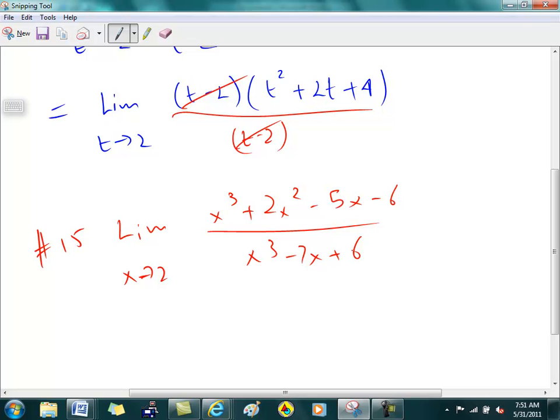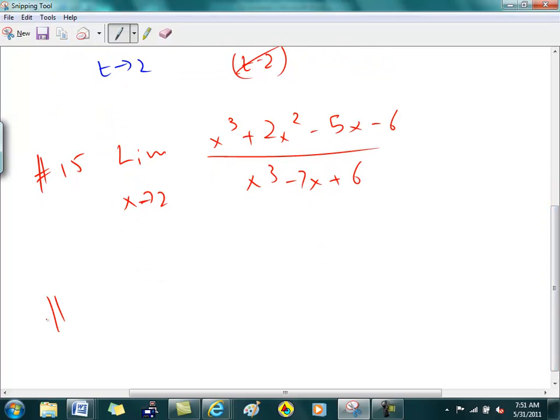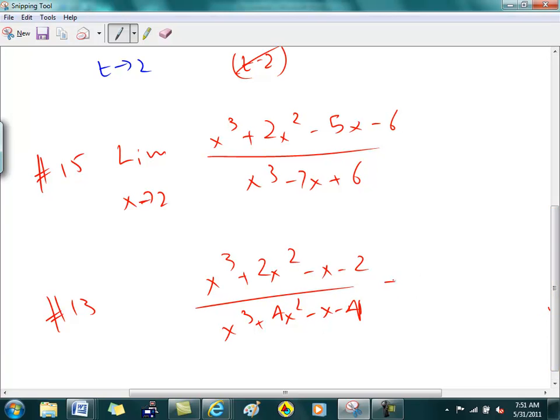For 13, what are we supposed to do? Well, 13 looks like it's factorable by grouping. That looks pretty obvious. So the rational function is this, and this is factorable, right? You can group the upstairs, take an x out, you get x squared plus 2. Take a minus sign out, so you get x plus 2 upstairs like that.